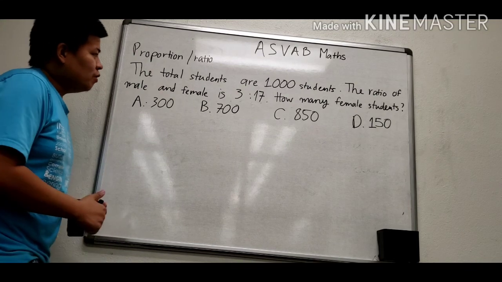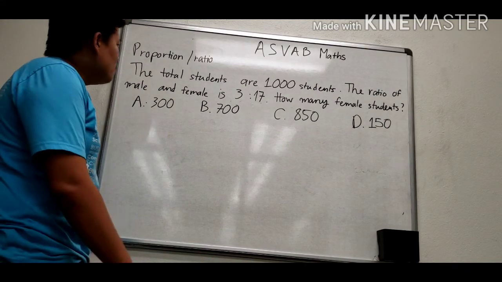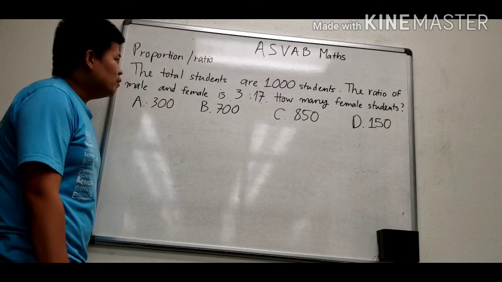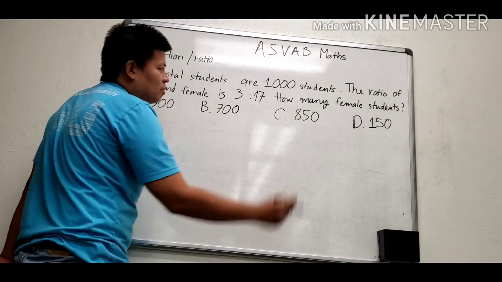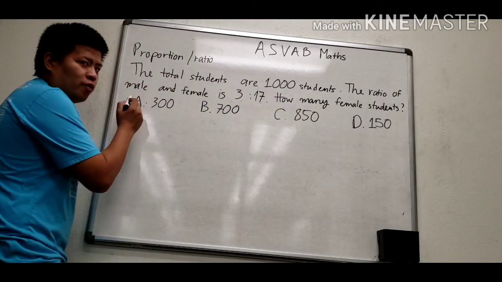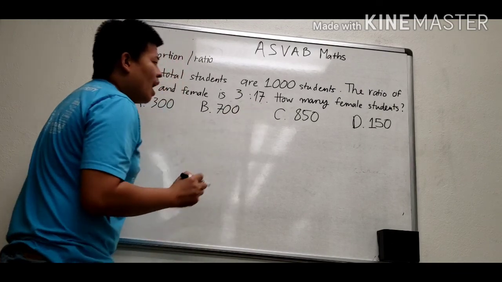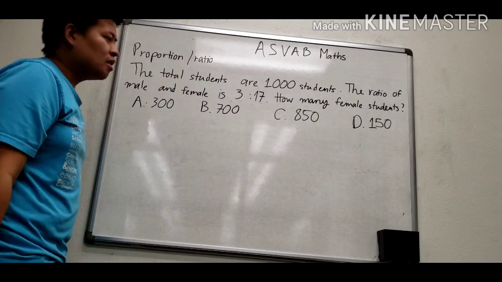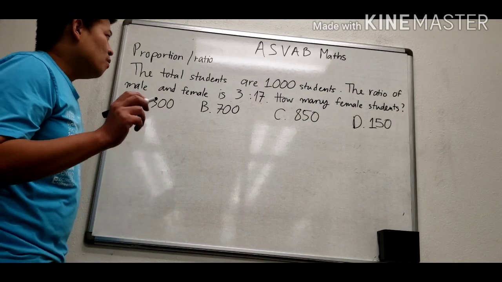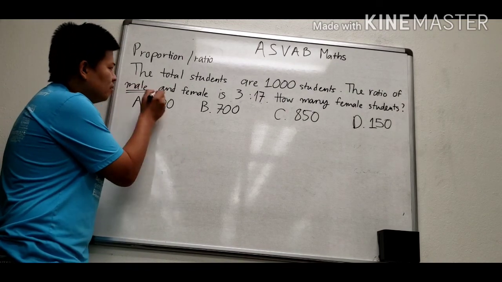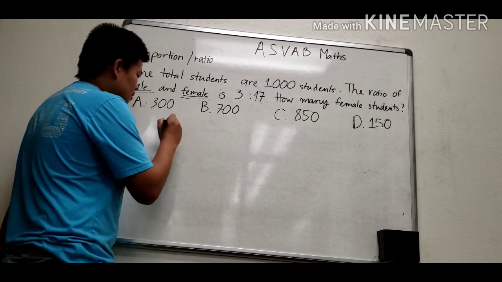Today I will teach you about proportion and ratio. So I will provide a simple question for you. There are 1000 students and the ratio of male and female is 3/17. How many female students? So the question talks about the ratio between male and female. So I will put in here.